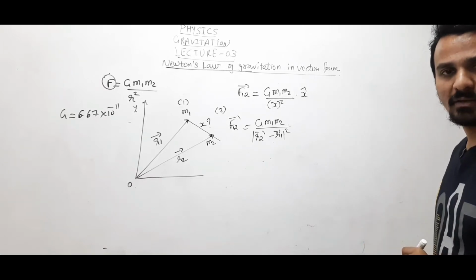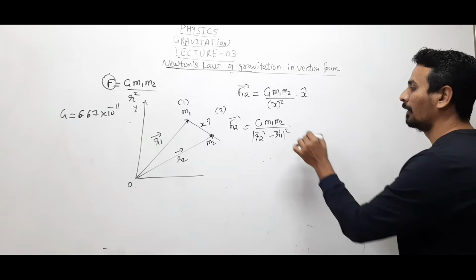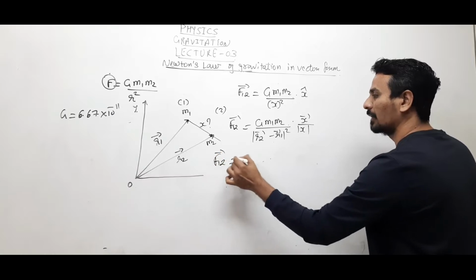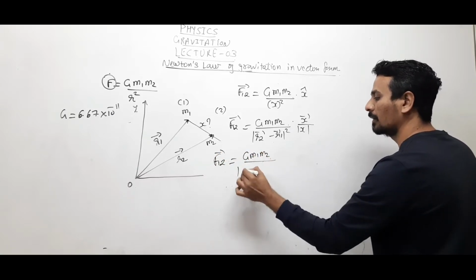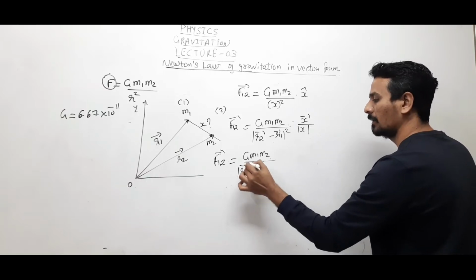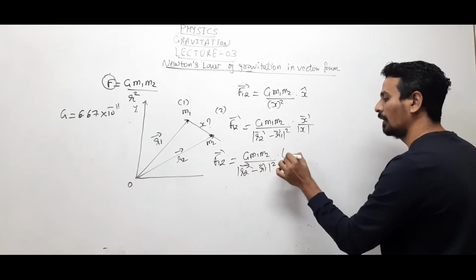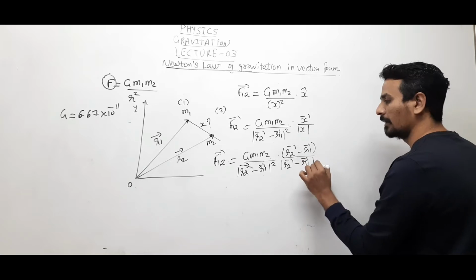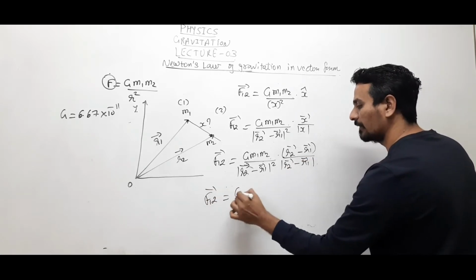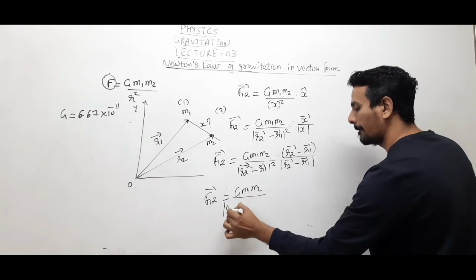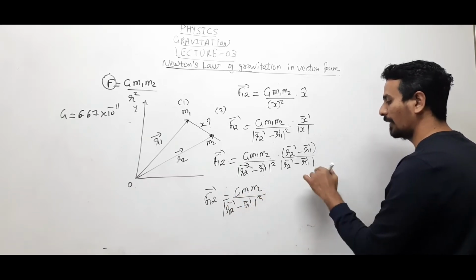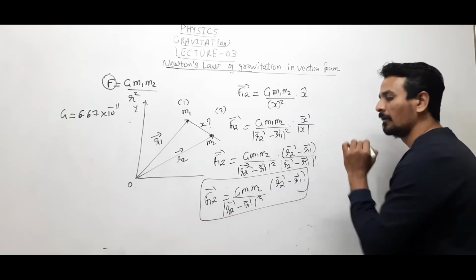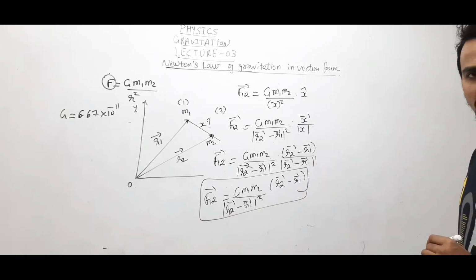Unit vector, what is a unit vector? A vector upon its own magnitude. So it can be written as x upon its own magnitude. So finally F12 is equal to G m1 m2 upon the whole square of r2 minus r1, into r2 minus r1 upon the magnitude of r2 minus r1. So finally F12 is G m1 m2 upon the magnitude of r2 minus r1 the whole cube, since 2 and 1 make 3, into r2 minus r1. Clear? So this is the force on 1 because of 2.